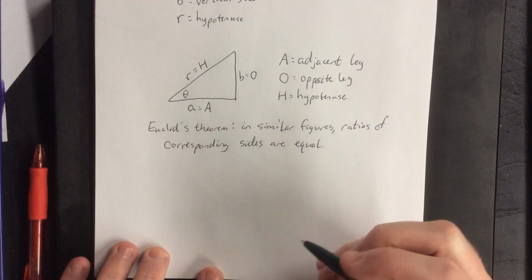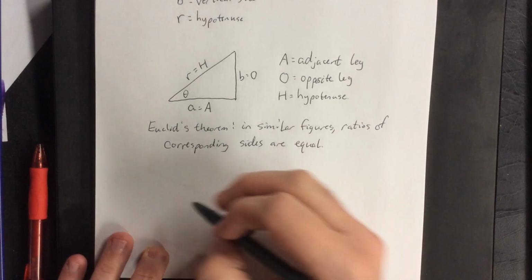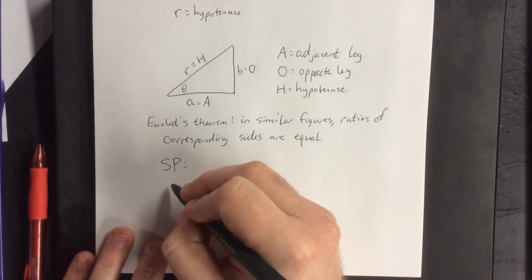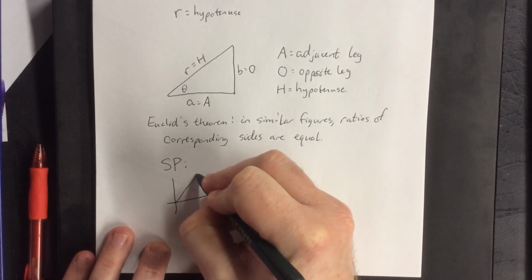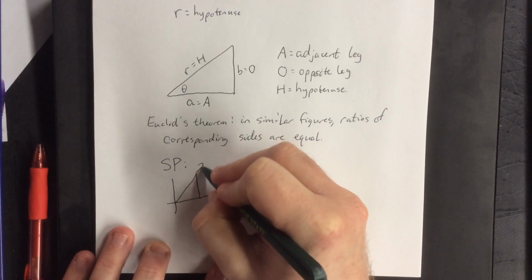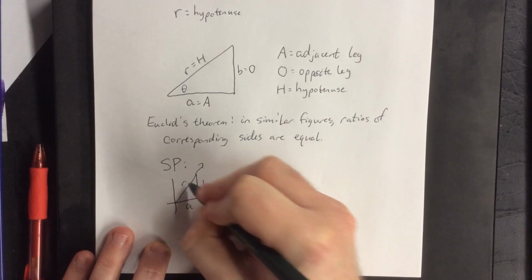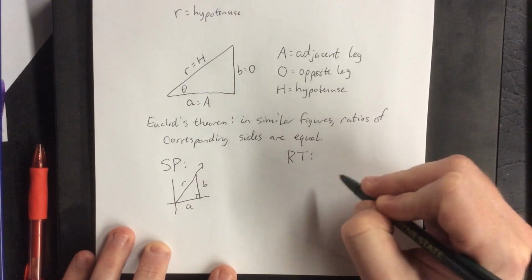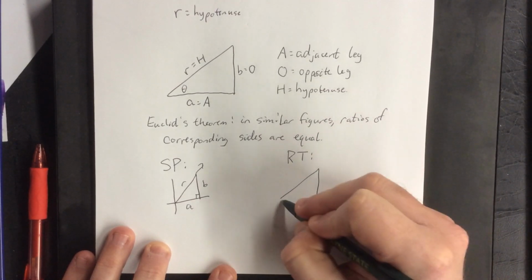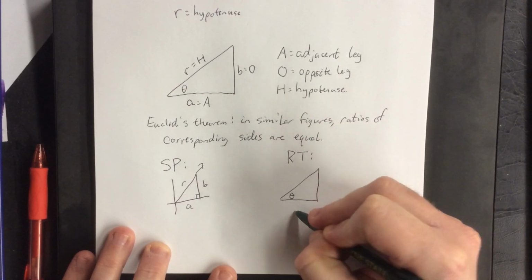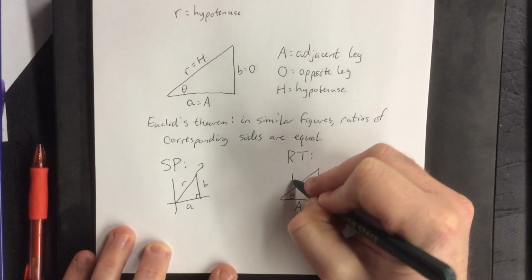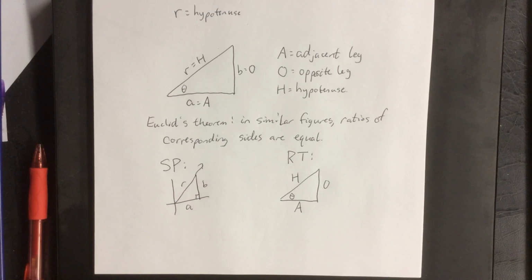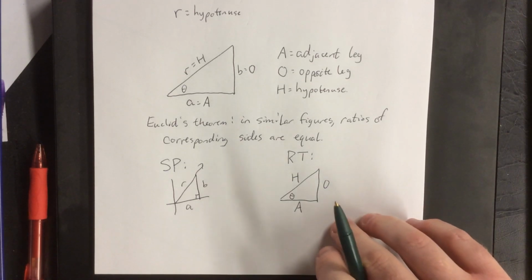So what I'm going to do is refer to the figures that I mentioned just a moment ago. SP is going to stand for an angle that's in standard position, and the labels for the sides that I'm using for this are going to be, once again, A, B, and R. I'm also going to use RT for right triangle. For right triangle, I'm going to refer to these three sides as the adjacent leg, the opposite leg, and the hypotenuse.